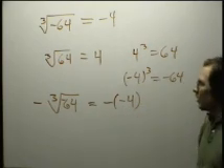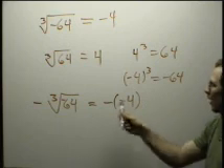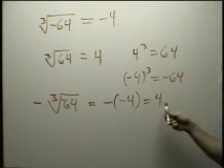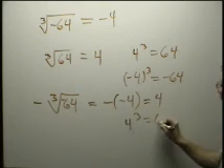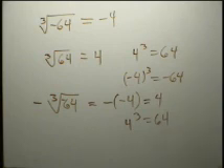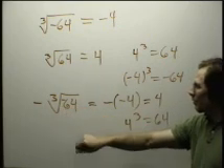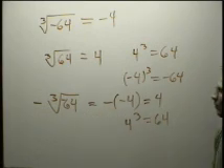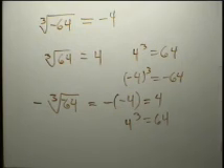But really all we're doing is we're taking the cube root of negative 64 and then we're taking the negative of that, which gives us 4. This is not a cube root of negative 64 because 4 cubed gives us 64, not negative 64. So this isn't the same idea as with square roots. It's just the cube root of negative 64 and then we take the negative of it.